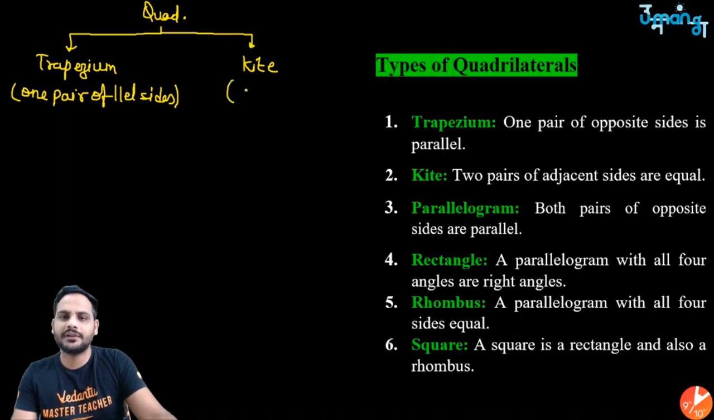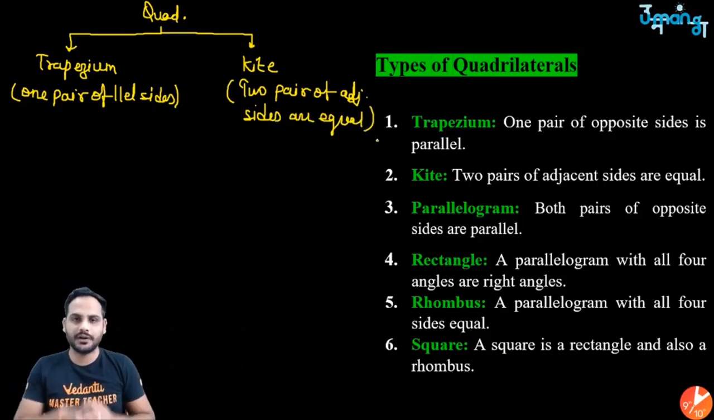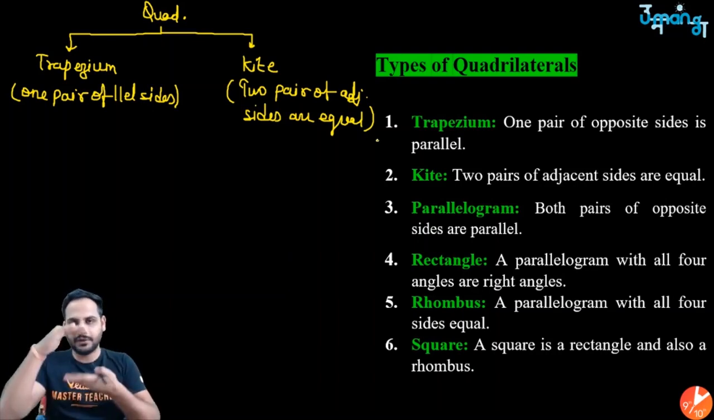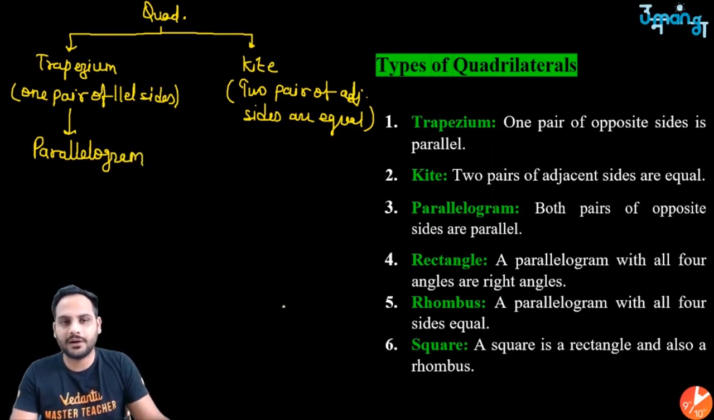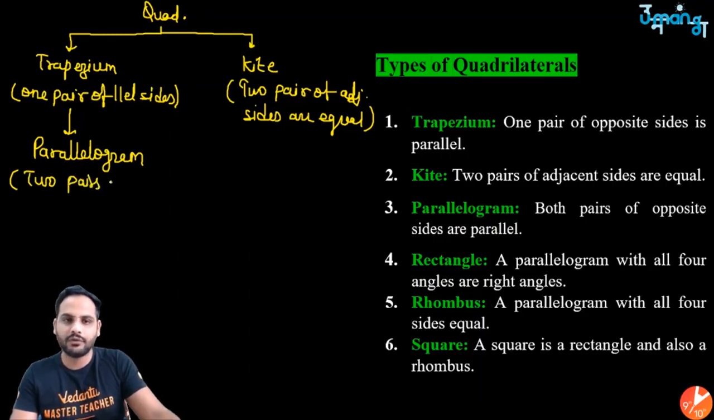And for kite, we want two pairs of adjacent sides to be equal. In a kite, two pairs of adjacent sides are equal. Got it? So with this definition, you can understand that a trapezium has one pair of parallel sides, and a kite has two pairs of equal adjacent sides. Then under trapezium comes one more type of special quadrilateral, that is your parallelogram. In a parallelogram, we want two pairs of parallel sides.